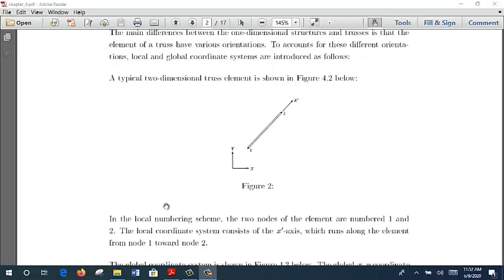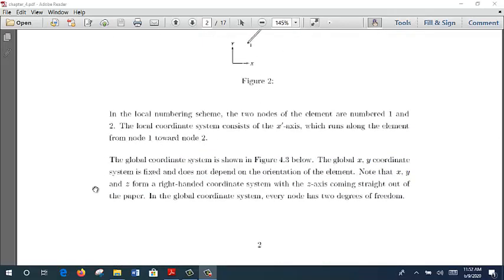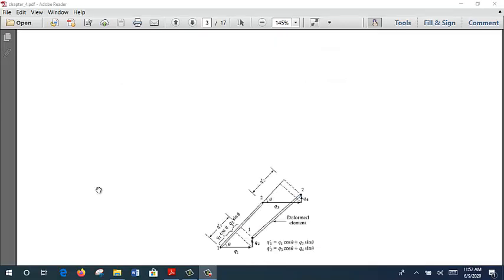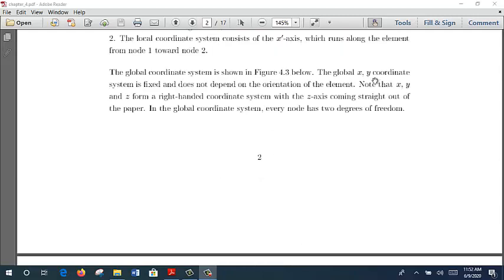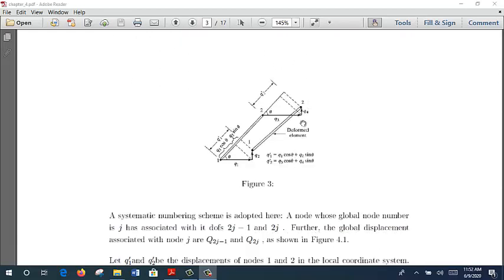In the local numbering scheme, the two nodes of the element are numbered 1 and 2, as I mentioned before, and the local coordinate system consists of the x prime axis, x bar, and we call it x prime, which exists here. The global coordinate system is shown in figure 4.3. The global XY coordinate system is fixed and does not depend on the orientation of the element. Note that X, Y, and Z form a right-handed coordinate system. In the global coordinate system, every node has 2 degrees of freedom, as I mentioned before. This is how it looks for the global one.